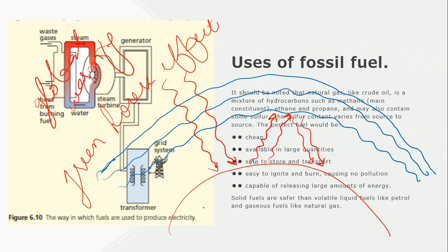If there is any leakage, and this has happened, leakage from nuclear power stations has had severe effects. The radioactive rays, or the radiation, can leak out of the nuclear power station and then start harming the people who live in the area. It causes no pollution, that's true. It is capable of releasing large amounts of energy. Yes, it does release large amounts of energy.